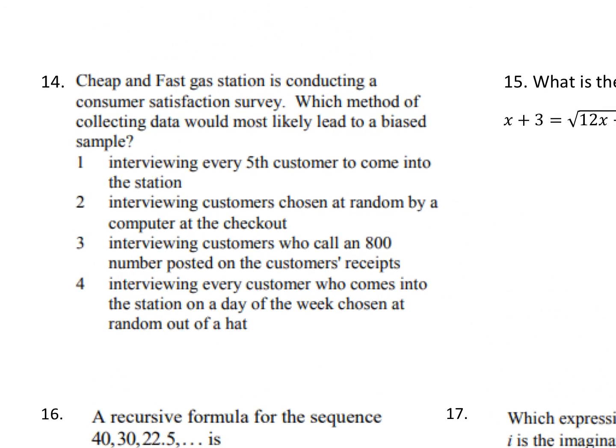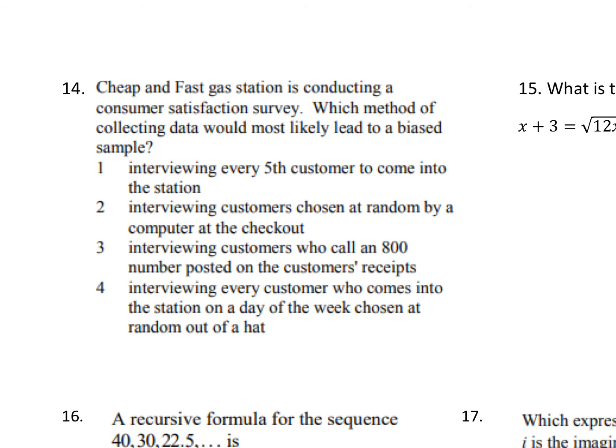Cheap Fast Gas is conducting a consumer satisfaction survey. Which method would most likely lead to a biased sample? Interviewing every 5th customer to come in the station. That one's good. We like that. That's like random. Interviewing customers chosen at random. That says random. Interviewing customers who call an 800 number posted on a customer's receipt. This one here is most likely the one we're going to pick because a number posted on a customer's receipt, the people who are going to call that are not going to call unless they have a problem with the gas station.